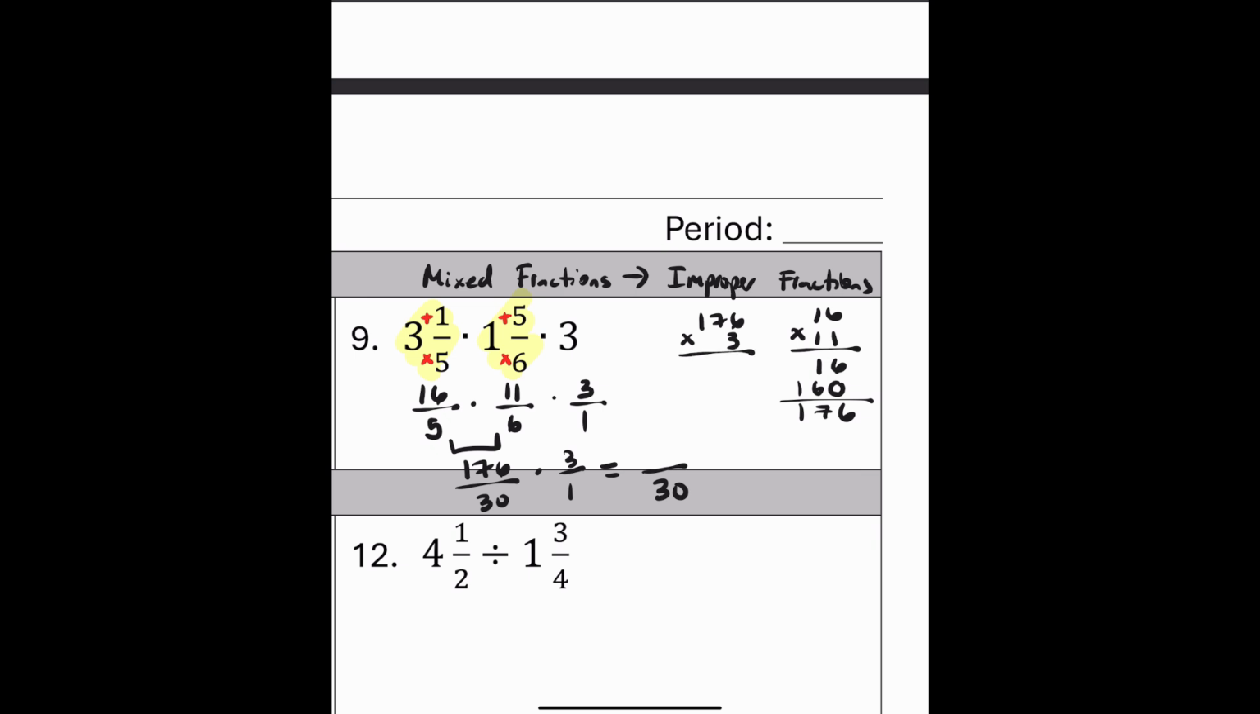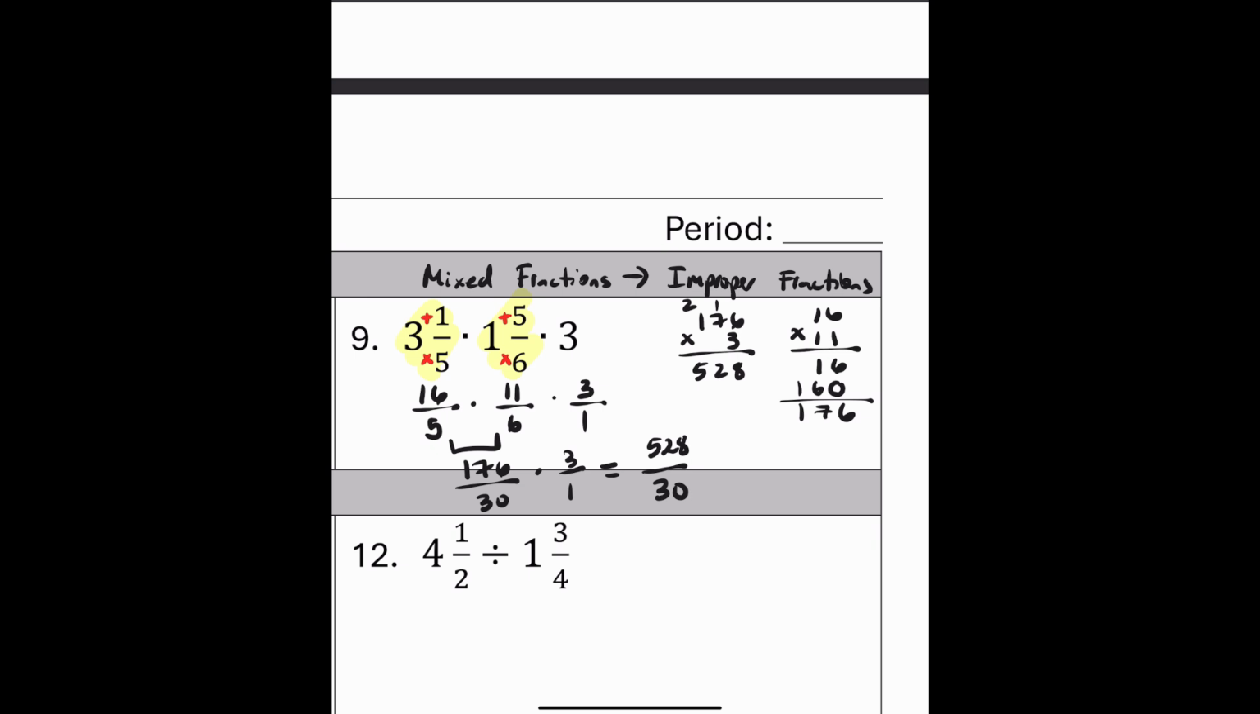We have 3 times 6, that's 18. We carry the 1. 7 times 3 is 21 plus 1, that's 22. And then 3 times 1 is 3 plus 2, that's 5, right? So 528 divided by 30.